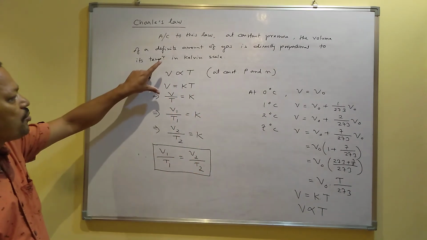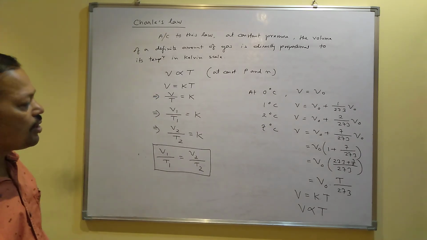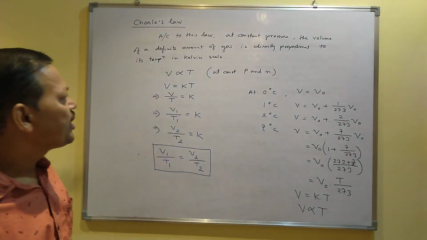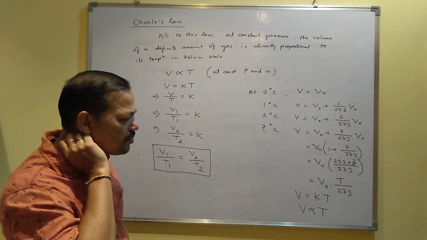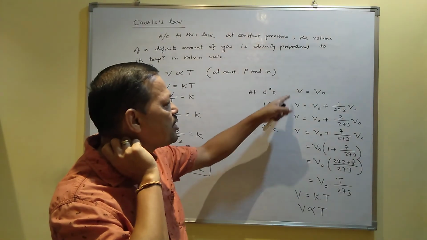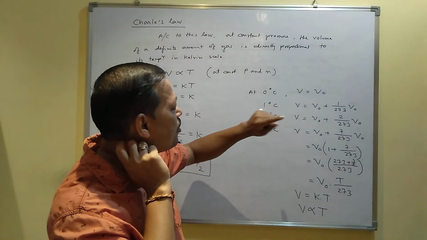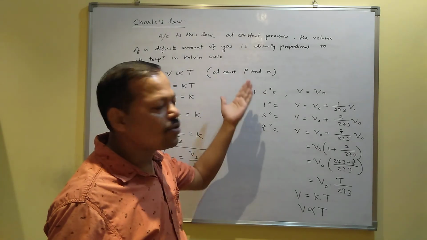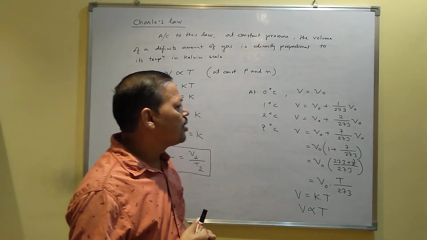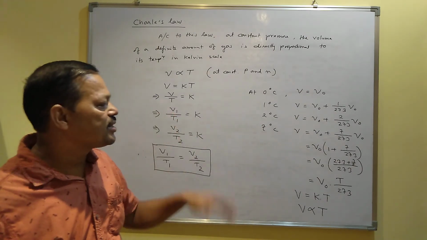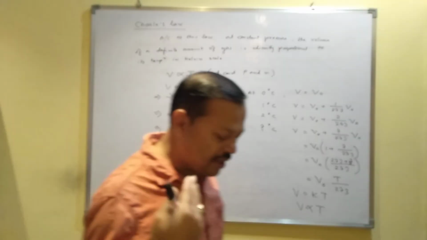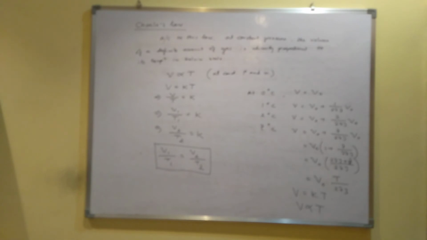So actually, this is the law. If the question asks for the statement, you can write this: the volume of a definite amount of gas is directly proportional to its temperature in Kelvin scale at constant pressure. And if you want to explain it in terms of degrees Celsius, you can state it like this: the volume of a definite amount of gas increases or decreases by 1 by 273 of its volume at 0 degrees Celsius for every 1 degree Celsius rise or fall in temperature at constant pressure. You can write it that way also. So you can represent it in terms of degrees Celsius or in terms of Kelvin temperature.